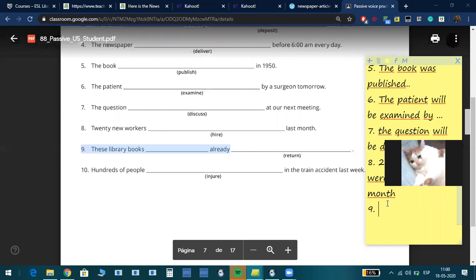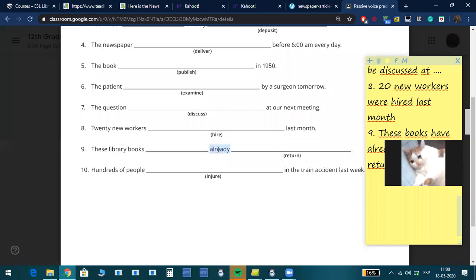These books have already, because it's present perfect, have already returned. Already been returned. So already means it's a synonym of present perfect. Present perfect is has or have been already returned. That is the idea.